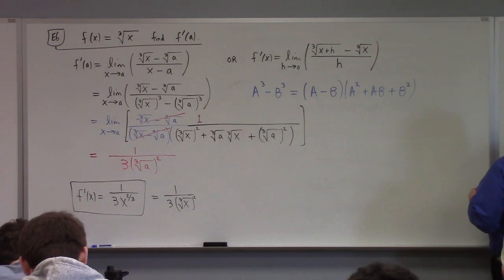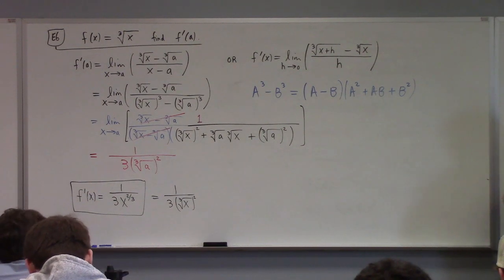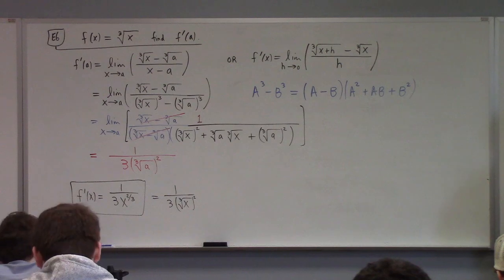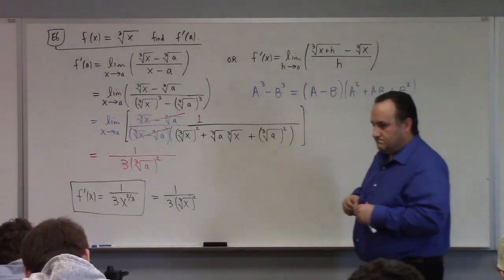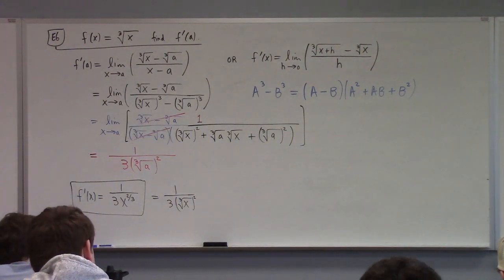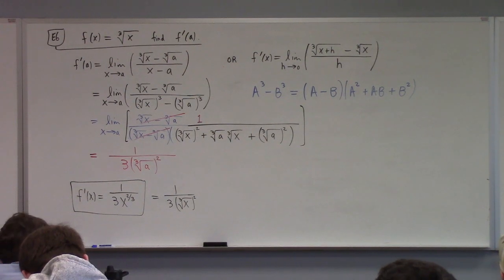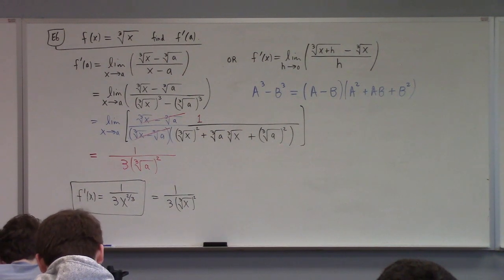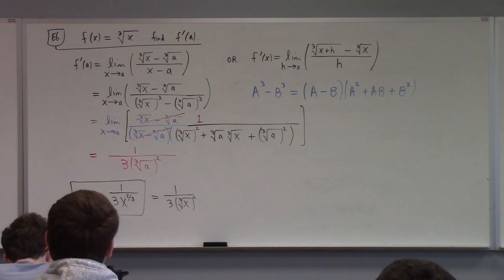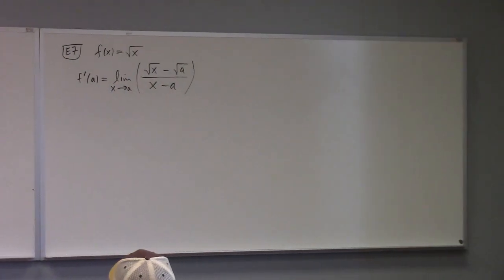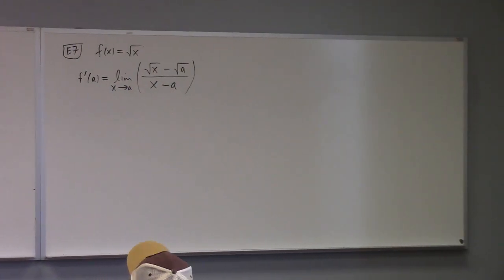f prime of a, limit as x goes to a. We got ourselves square root of x minus the square root of a over x minus a. How's this going to go? Now, of course, we could do the whole multiply by plus the square root, right? Or we could go a different path, right? We could use our imagination and factor the denominator with roots. See? You could factor the denominator in the same way I did this one.